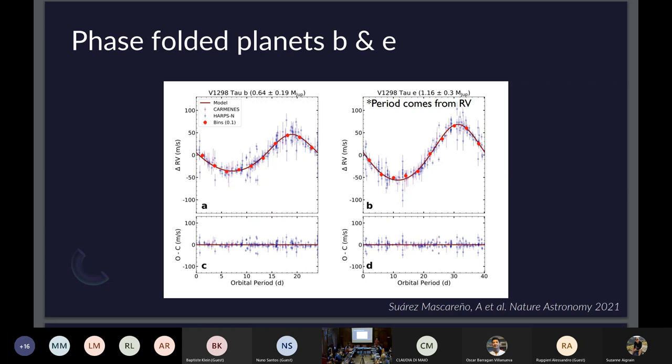Then, this would be the fits we got for the planets. For planet B, we got an amplitude of around 40 meters per second. It would be about 2/3 of a Jupiter mass, more or less. And for planet E, we got a period of 40 days, which would be a mass of more than one Jupiter, but that period came entirely from the radial velocities, because it was just one transit. We had the phase, but not the period. And this was basically where the star stabbed us in the back later.